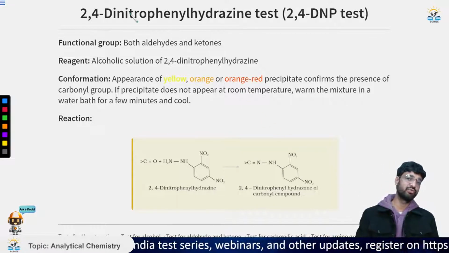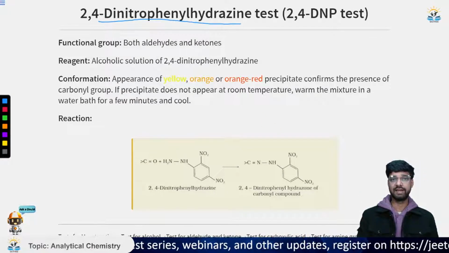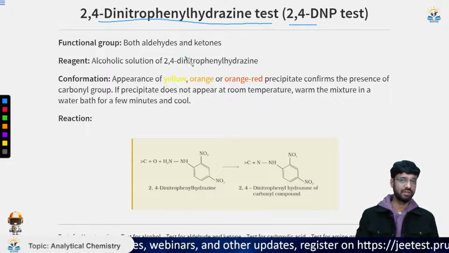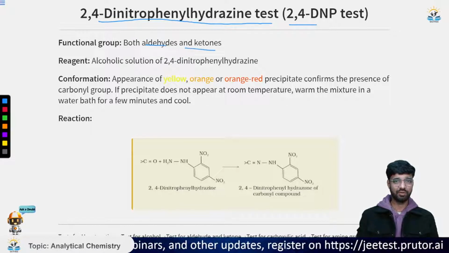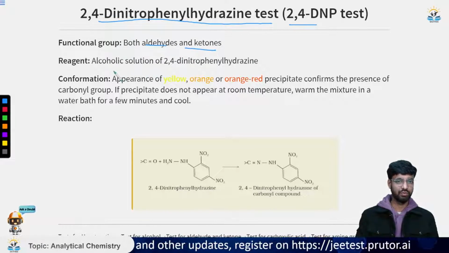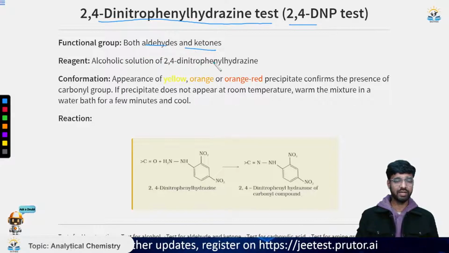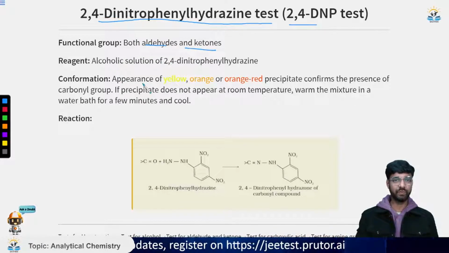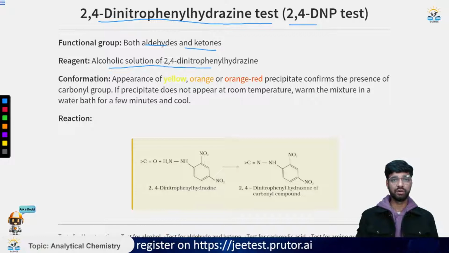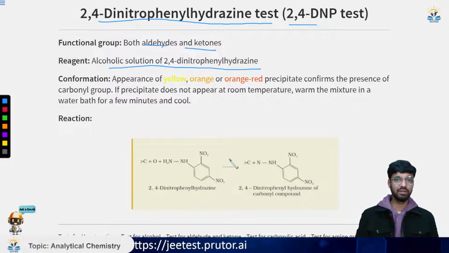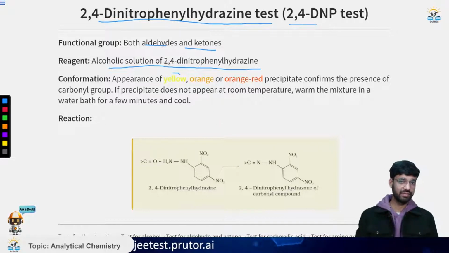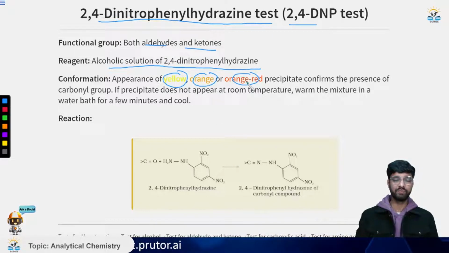Next, we have this 2,4-DNP test, that is 2,4-dinitrophenylhydrazine test. It is done for aldehyde and ketone both. What we do is we treat this aldehyde or ketone, or the organic compound we have, with an alcoholic solution of 2,4-DNP or dinitrophenylhydrazine. Now, the appearance of a yellow, orange, or orange-red precipitate confirms the presence of a carbonyl group.